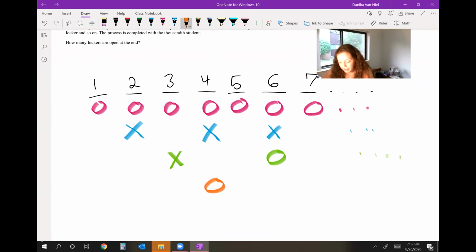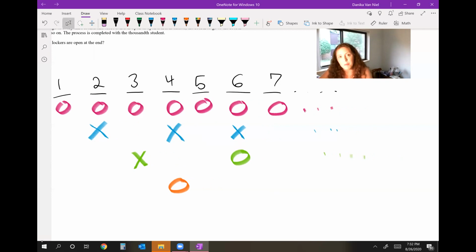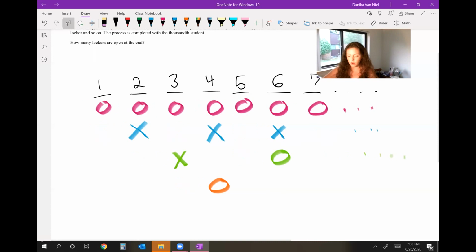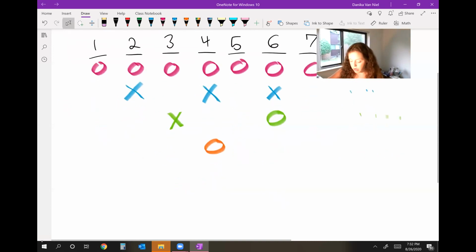And then the eighth locker, we can guess what's going to happen to it because, well, we don't have to guess. We know that the second student closed that locker because 8 is even. But 8 is not divisible by 3, so the third student didn't do anything to it. So the fourth student is actually going to open that locker. Okay, so are you kind of following that? So here, let's actually write it out.